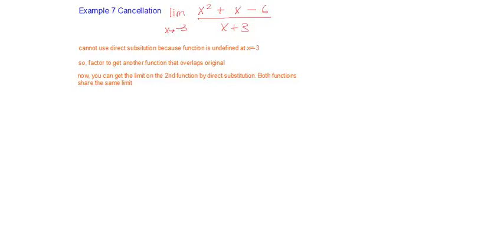Okay, so we want to get the limit of this function right here as x approaches -3. Now you cannot use direct substitution, because if you plug in this -3 right here, -3 plus 3 is going to be 0, so it's not going to work. But you can actually do some factoring and get another function that's buried inside this one.